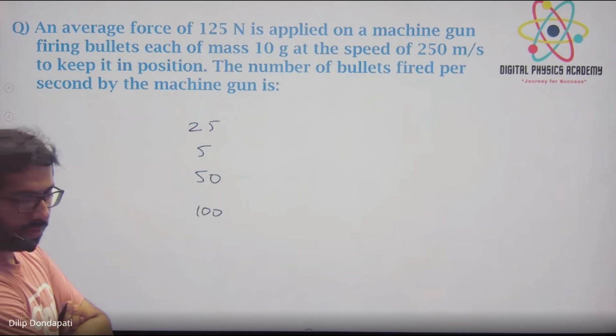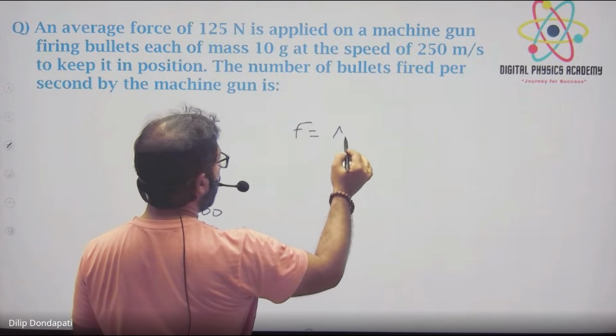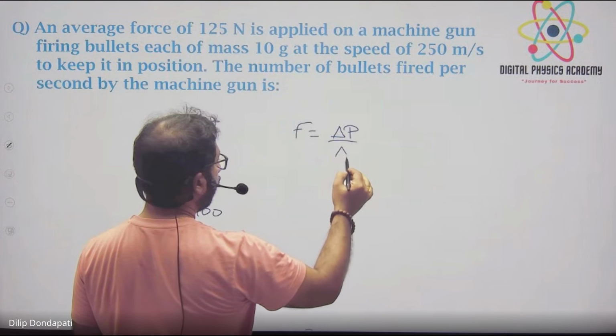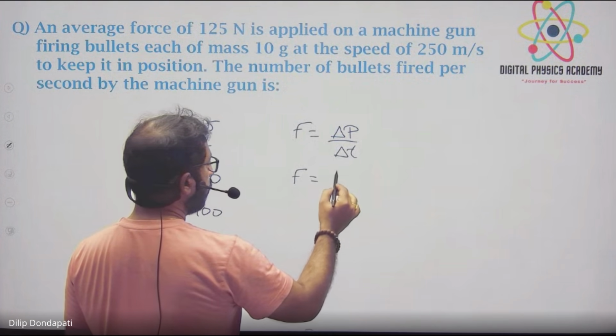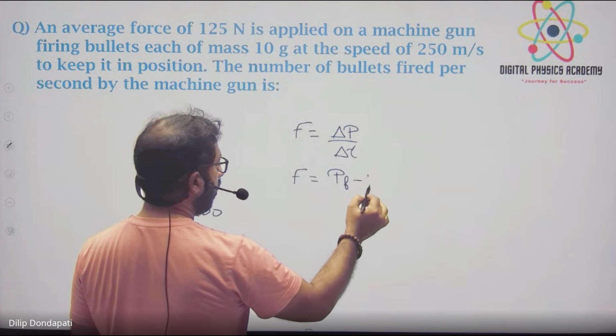So I'm getting the answer as 500. One second. Which formula did you use? F is equal to number of bullets into momentum. Total force should be equal to 125. 125 is equal to number of bullets into mass of one bullet into velocity. See, force is equal to delta P by delta T. This is average force, right? So F is equal to final momentum minus initial momentum, right?